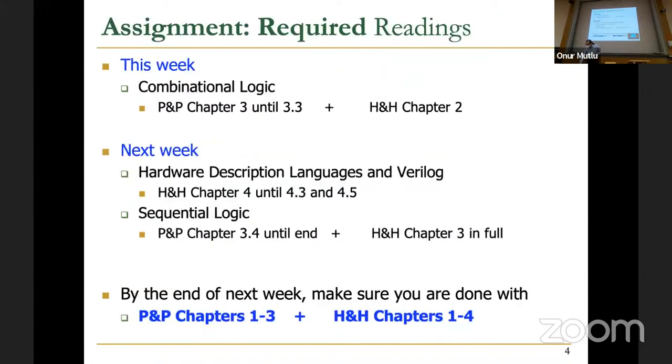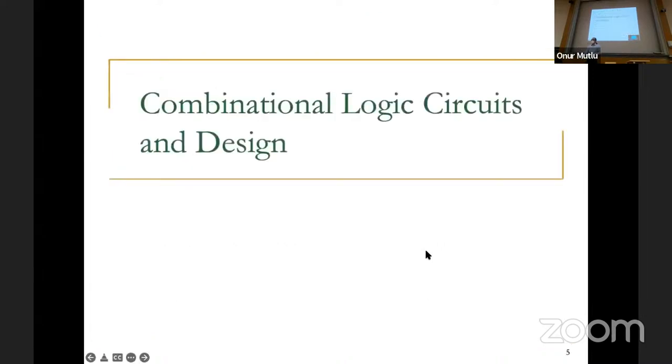And there are some readings. You know the deal with the readings, even though they are called required, as long as you understand the concepts and can solve the problems. None of this is really required, in my opinion, because we cover a lot in the lectures. But if you want to reinforce what we cover in the lectures, by the end of next week, we will be done with these chapters. Of course, we're not covering every single thing that's covered in the readings, as you will notice. Okay, so we started covering combinational logic circuits and design.